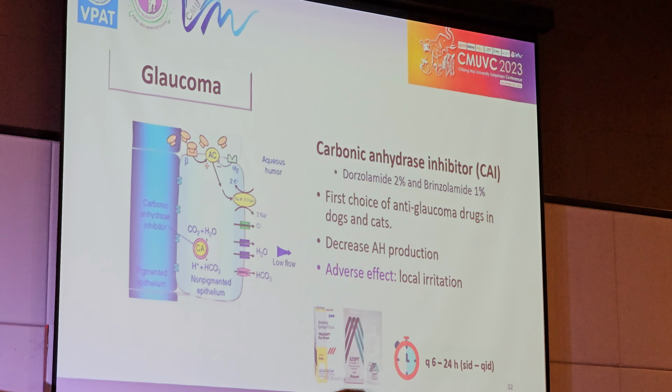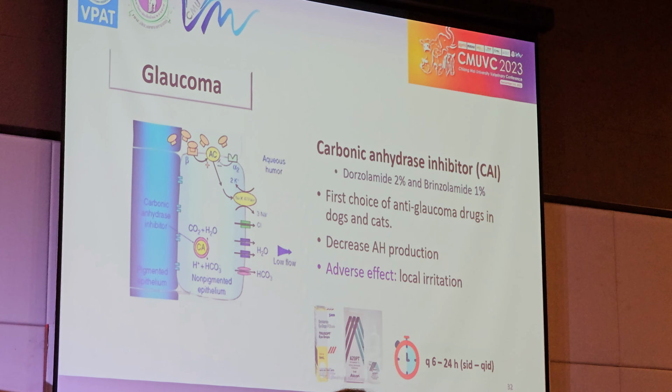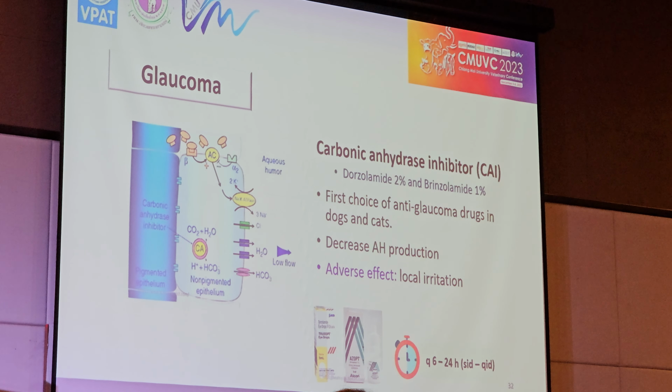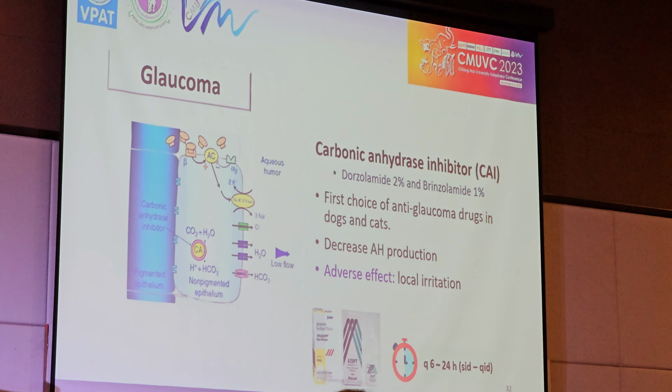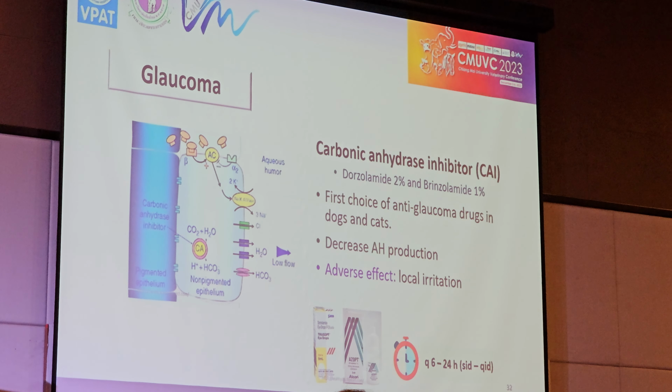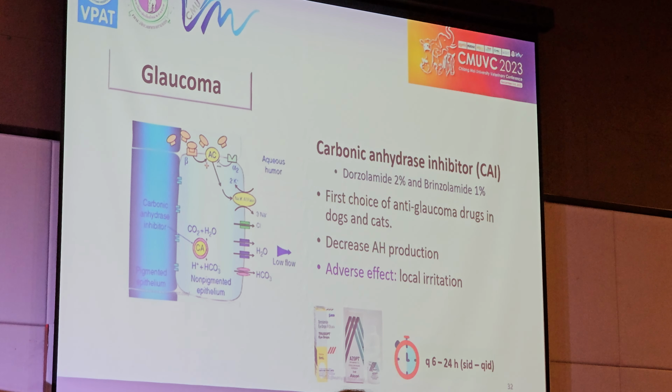And this is considered the first choice of the anti-glaucoma drugs in dogs and cats, because the only minimal adverse effect of the drug is local irritation in some cases. And the frequency of the topical application can be 1 to 4 times daily for desirable control of the intraocular pressure.